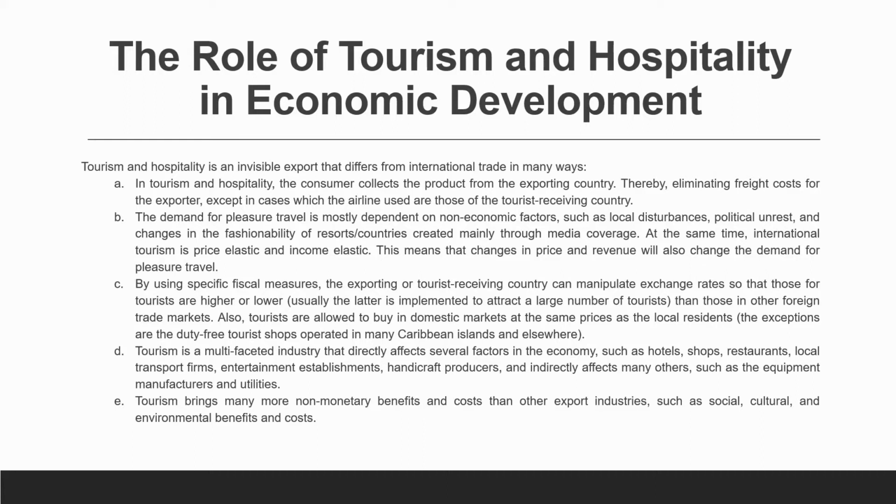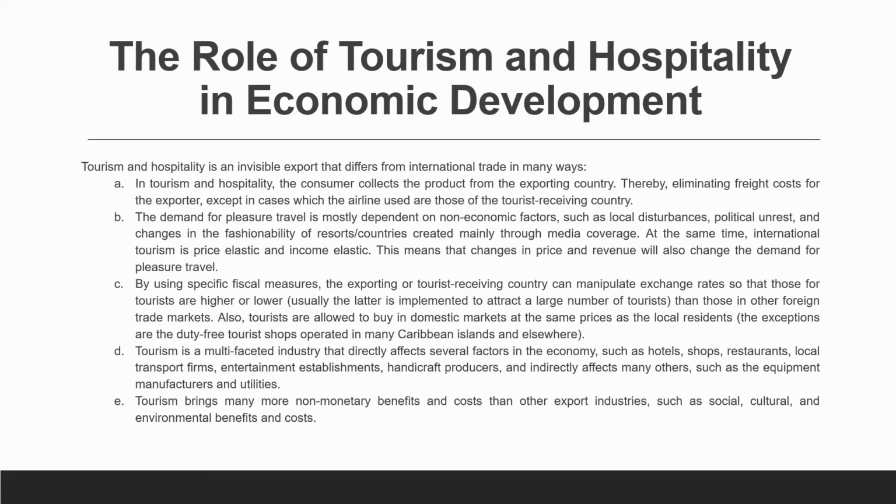Second, the demand for pleasure travel is largely dependent on non-economic factors such as local disturbances, political unrest, and changes in the fashionability of resorts or countries created mostly by media coverage. At the same time, international tourism and hospitality is both price elastic and income elastic. This means that changes in price and income will also change the demand for pleasure travel.